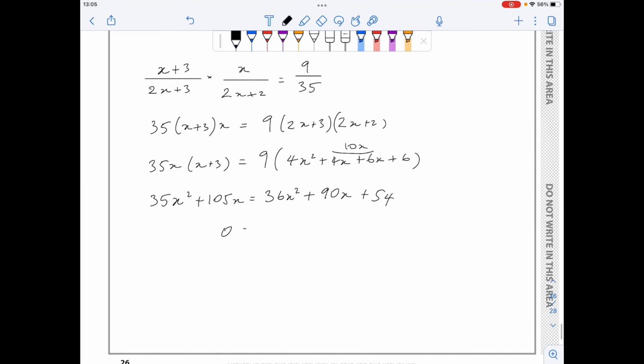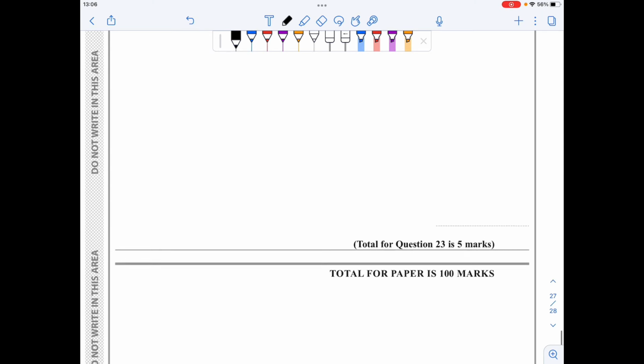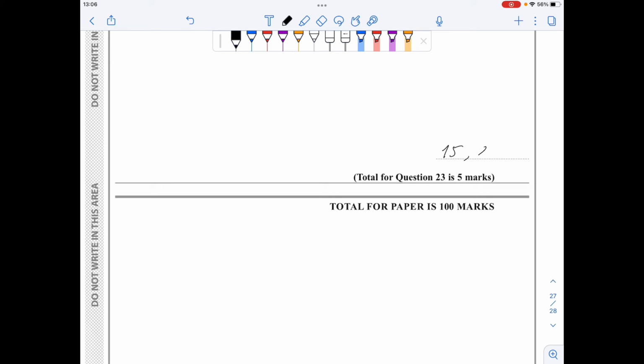Let's take everything to the right hand side. This will give me x squared minus 15x plus 54. Now I will factorize this and get 0 equals (x minus 9)(x minus 6). Hence, x is equal to 9 or x is equal to 6, which means that n is equal to 2x plus 3, so 2 times 9 plus 3 is equal to 21, or n is equal to 2 times 6 plus 3, which is equal to 15. So the final two answers are 15 and 21.